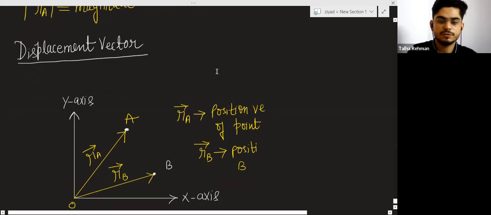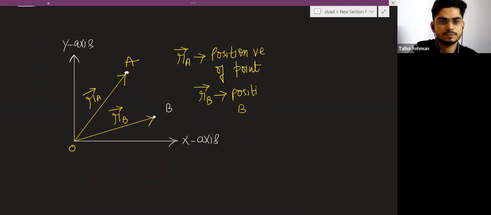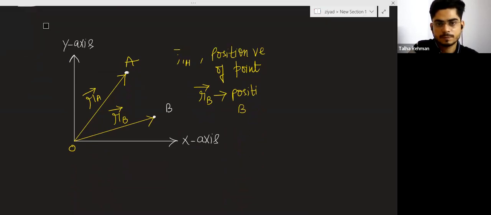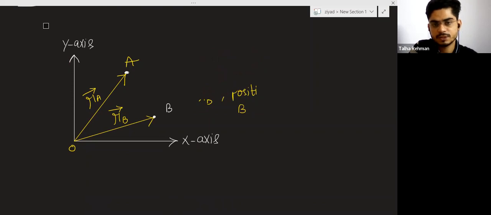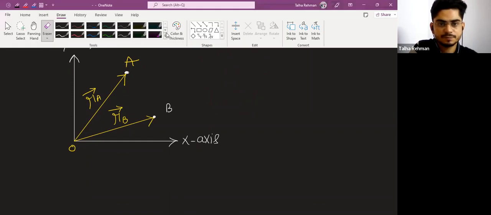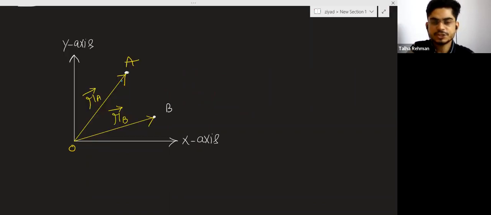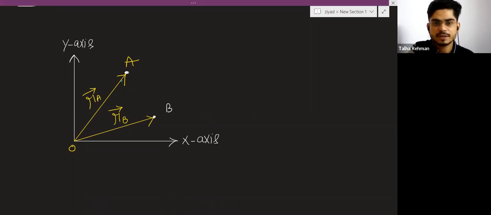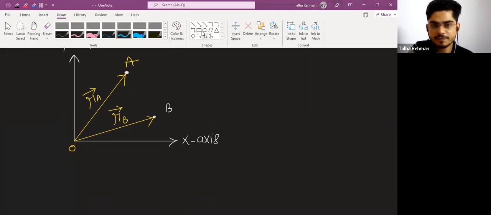Now see what is the displacement vector. No need of this, we already know this. So what is happening here? This is the position vector of point A. This is the position vector of point B.